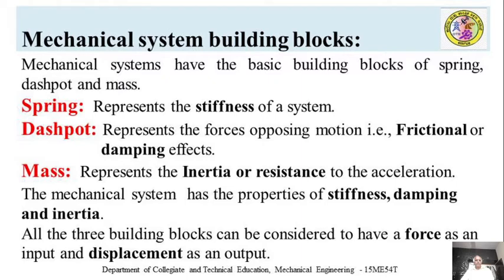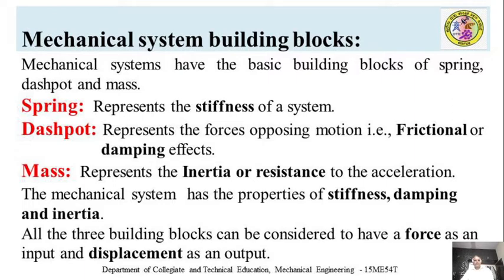Mechanical systems are assumed to consist of a spring, a dashpot and a mass. So it means any mechanical system need not have a spring, it need not have a dashpot and it need not have a mass, but it will have the effect of spring, it will have the effect of a dashpot and it will have the effect of mass.